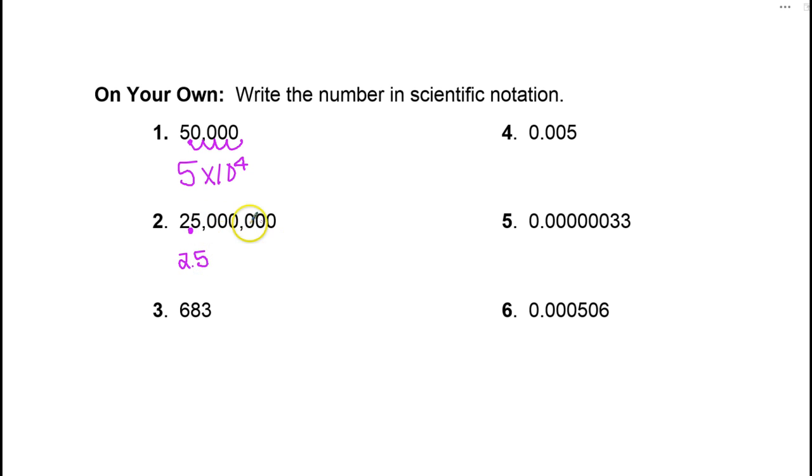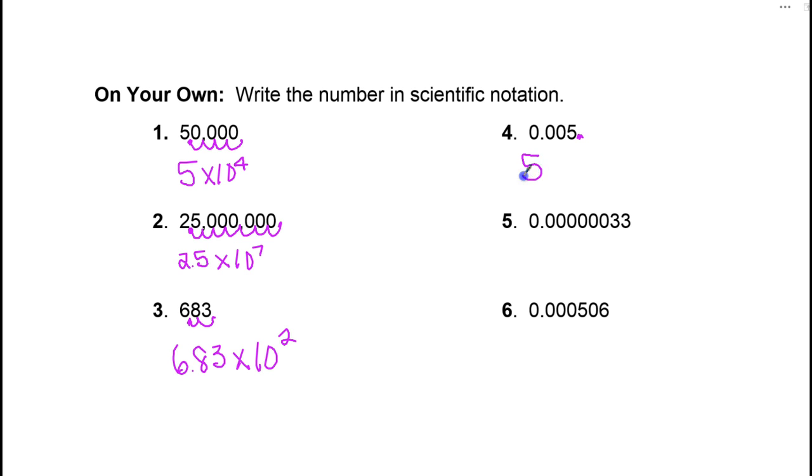You do not need to write all these zeros. Times 10 to the 1, 2, 3, 4, 5, 6, 7th power. Number 3 goes between the 6 and the 8, so this would be 6.83 times 10 to the 2nd. Number 4, my new decimal needs to go after this 5.